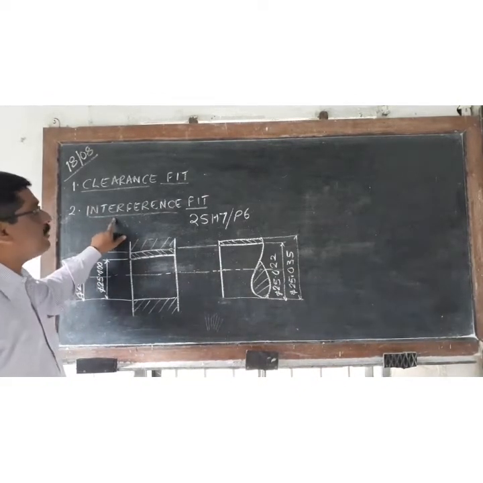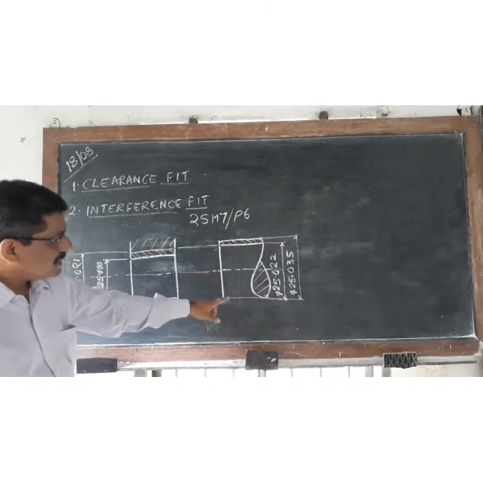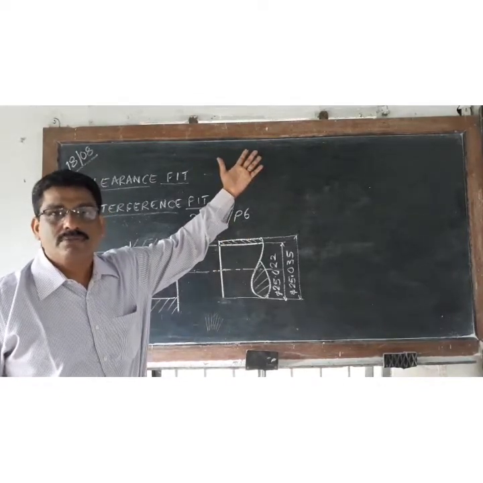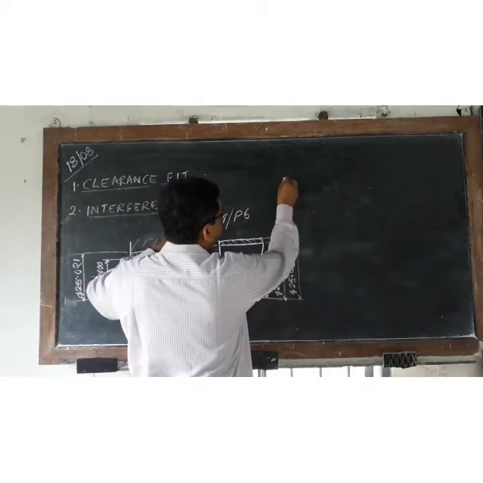So this is the second one. Okay, second one. This is the interference fit. Here, if you see the drawing, your shaft is always bigger than the hole. So this is the schematic view. Always it is coming like this.